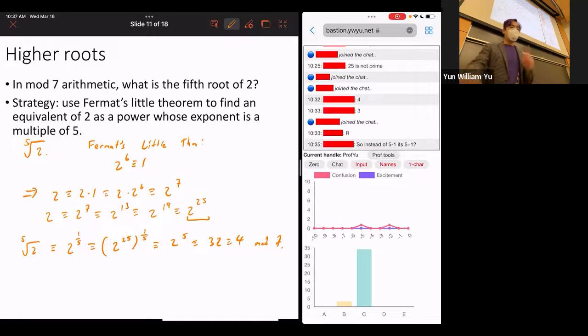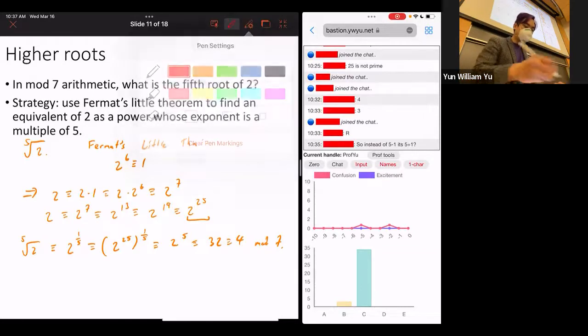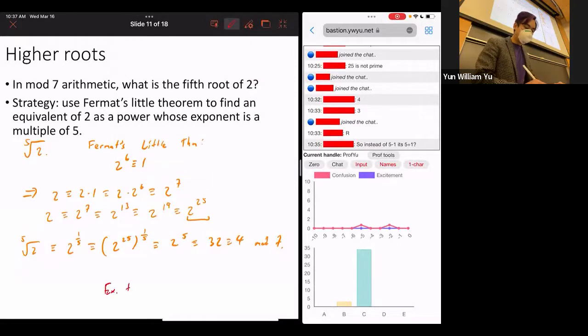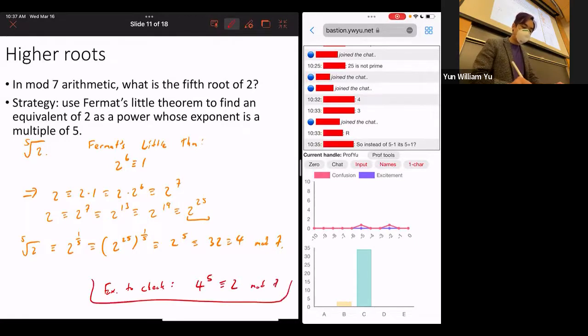So now, if you were doing this on an exam, what I would suggest you do is take 4 to the 5 and then ask if that's equal to 2. Exercise to check. 4 to the 5 is equivalent to 2 mod 7. So I'll leave that in your own time, but you should be figuring out ways of checking your work. So nearly everything that's going to be in this class, there are ways of checking. And if you check all your work, that'll at least tell you on the exam if you got the right or wrong answer.